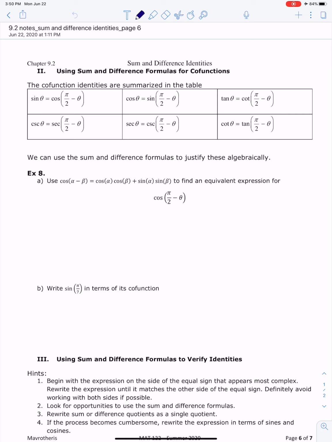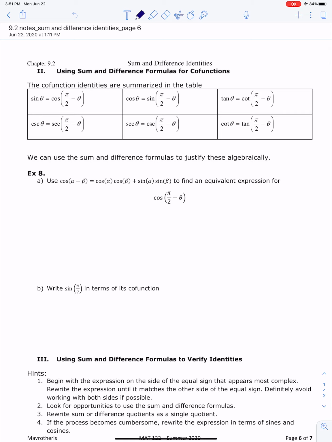Remember that pi over 2 is 90 degrees. So in any of these instances, we could replace that pi over 2 with 90 degrees. The sine of an angle equals the cosine of 90 minus that angle, so the cosine of the complement. And we looked at that briefly at the bottom of page 2. We reviewed or re-talked about cofunctions.